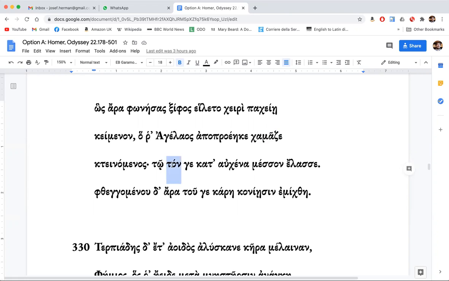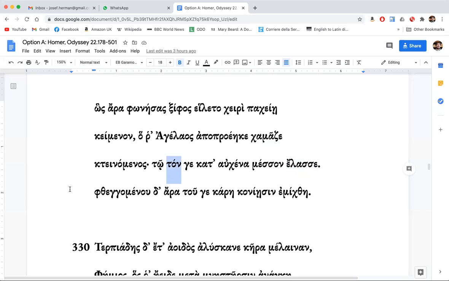Okay, he struck him, kata, that is the preposition that tells us where he struck him. He struck him in his auchena, right? Auchen means a neck, and meson means middle. So he struck him in the middle of his neck. And the subject of elasse is still Odysseus. We're still talking about Odysseus, even though we haven't seen his name on this page. And the object ton refers to that prophet, Laodes.